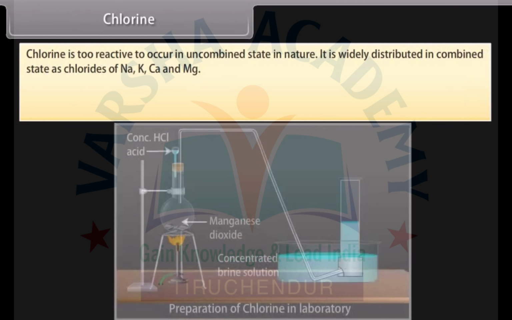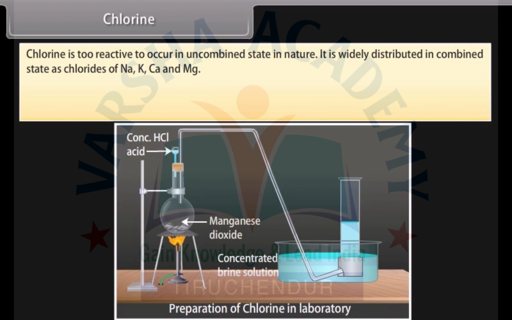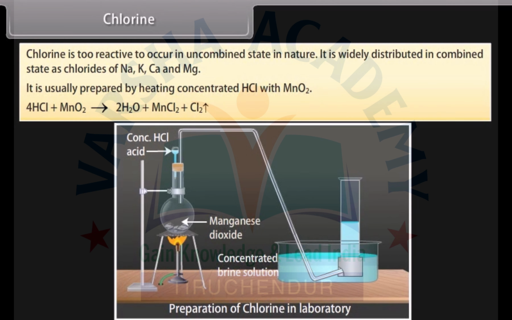Chlorine. Chlorine is too reactive to occur in an uncombined state in nature. It is widely distributed in combined state as chlorides of Na, K, Ca and Mg. It is usually prepared by heating concentrated HCl with MnO2.